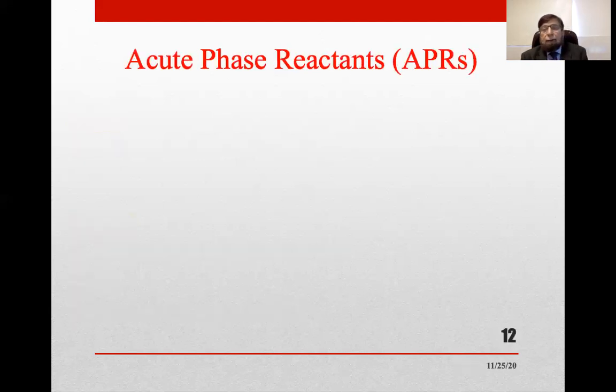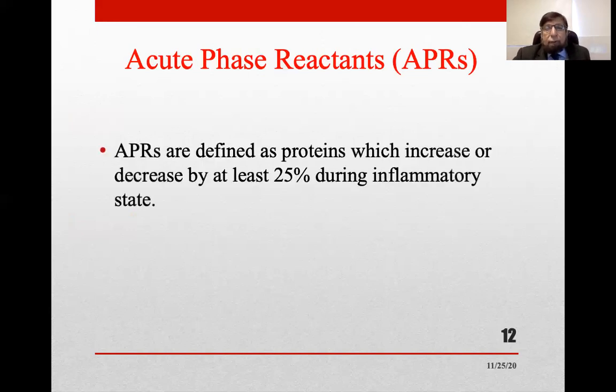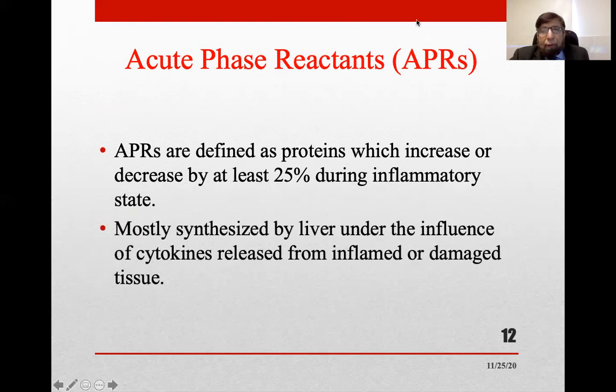Now coming to the actual acute phase reactants. Acute phase reactants are defined as proteins which increase or decrease by at least 25% during an inflammatory state. So the rule of thumb is that at least a 25% increase or decrease in a specific protein will qualify this protein as an acute phase reactant. Please note that I've also written increase or decrease. So we will elaborate on what that means.